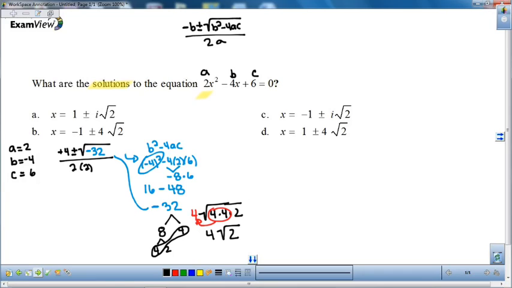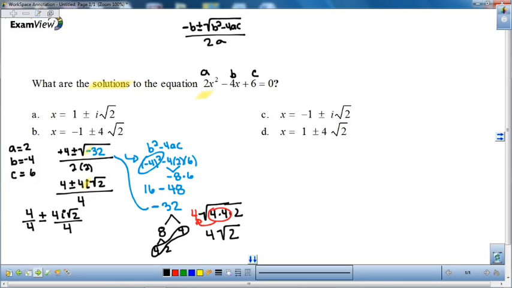So I'm going to have 4 plus or minus 4i square root of 2 over 4. Remember, the negative means that I'm going to have an i. So I can separate these into two fractions. I can have 4 over 4 plus or minus 4i square root of 2 over 4.